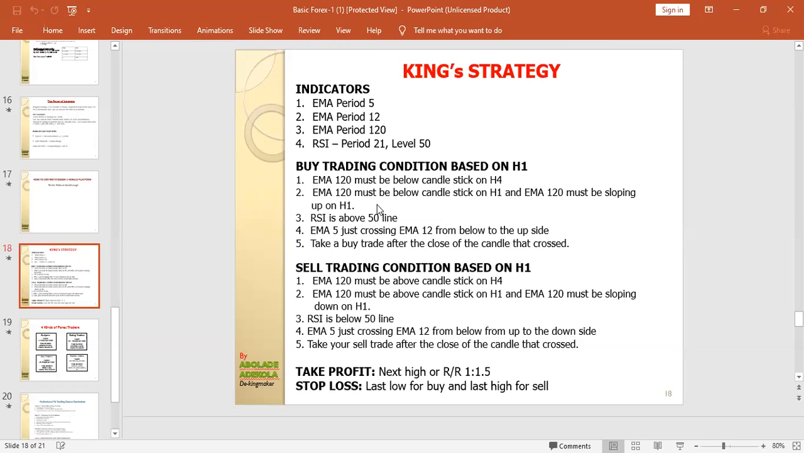Okay, but the only challenge that I see we have in this strategy is that you may miss a good trading opportunity with this strategy if you are not there.